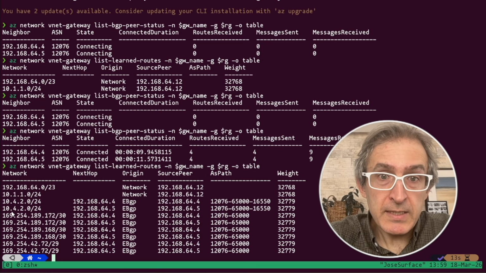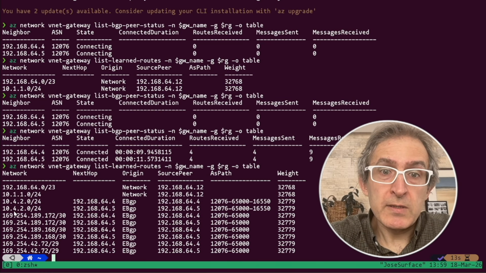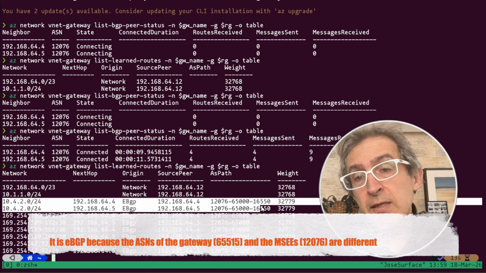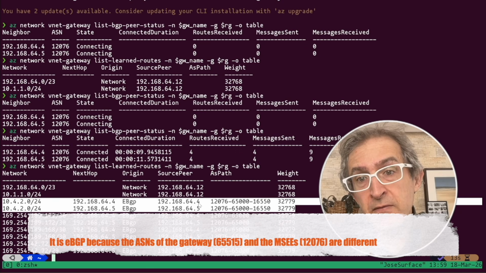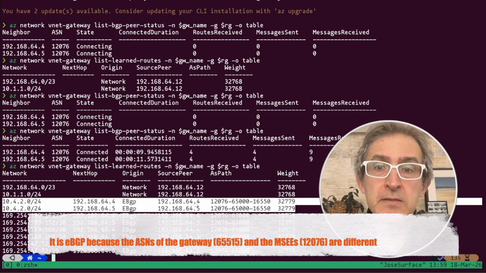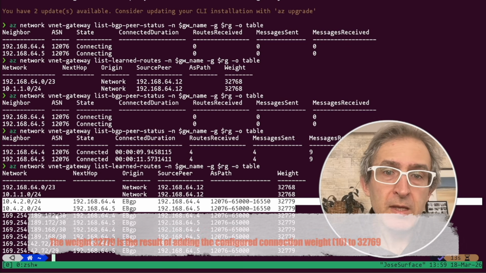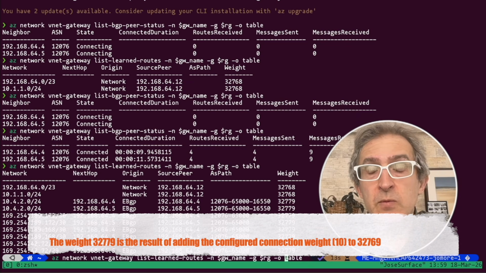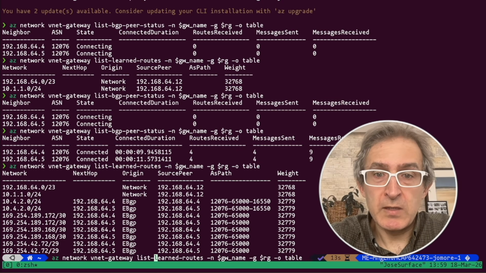10.4.2.0/24. And you can see in the AS path that it is coming over the 12076, which is ExpressRoute, the 65,000, which is Megaport, and then the 16550, which is Google. The other routes are the transit networks between ExpressRoute and Megaport and Google.